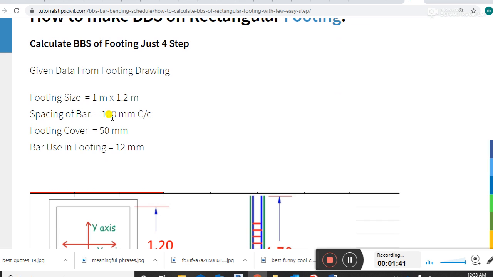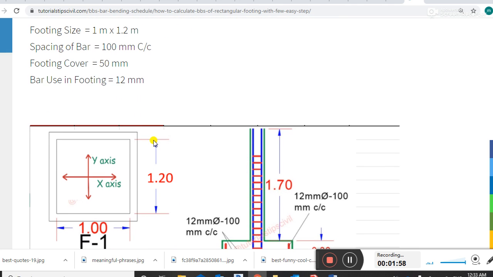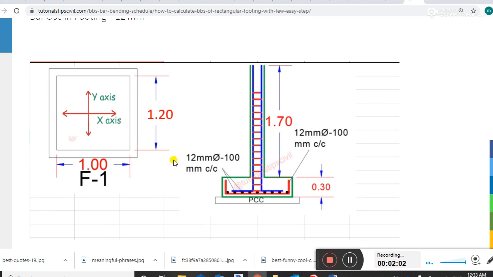Spacing of bar is 100 millimeters center to center. Footing cover, or the concrete cover, is 50 millimeter. The bars used in the footing are 12 millimeter deformed steel rebars. Guys, coming to this section, this is our footing.